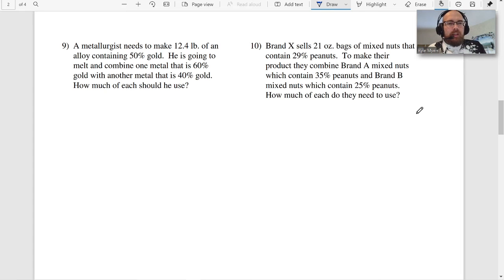To make their product, they combine Brand A mixed nuts, which contain 35% peanuts, so some amount of Brand A nuts, plus Brand B nuts. Again, we don't know what that amount is. It's probably not the same amount. It doesn't say an equal mixture, right? We'd have an X and a Y here. We can't use X for both because we don't know that Brand A and Brand B are the same amount.